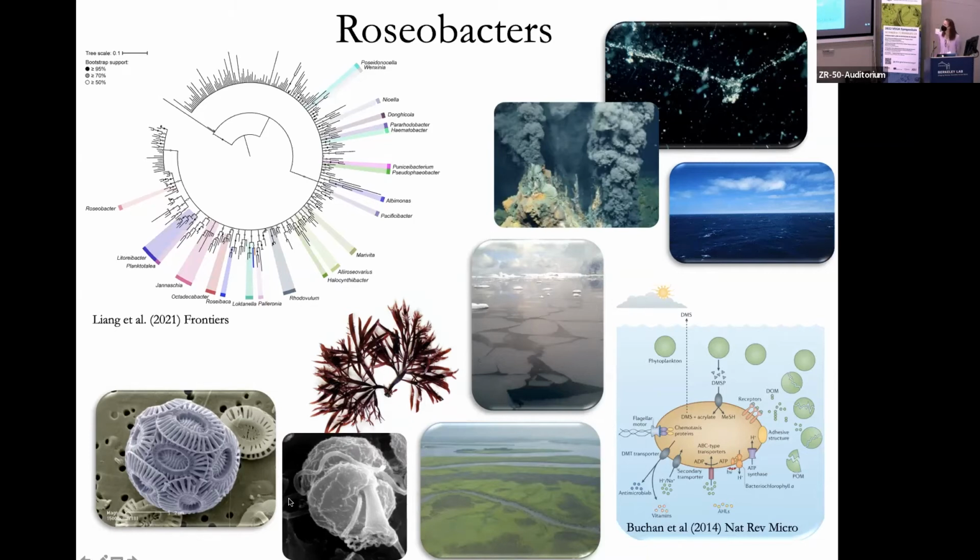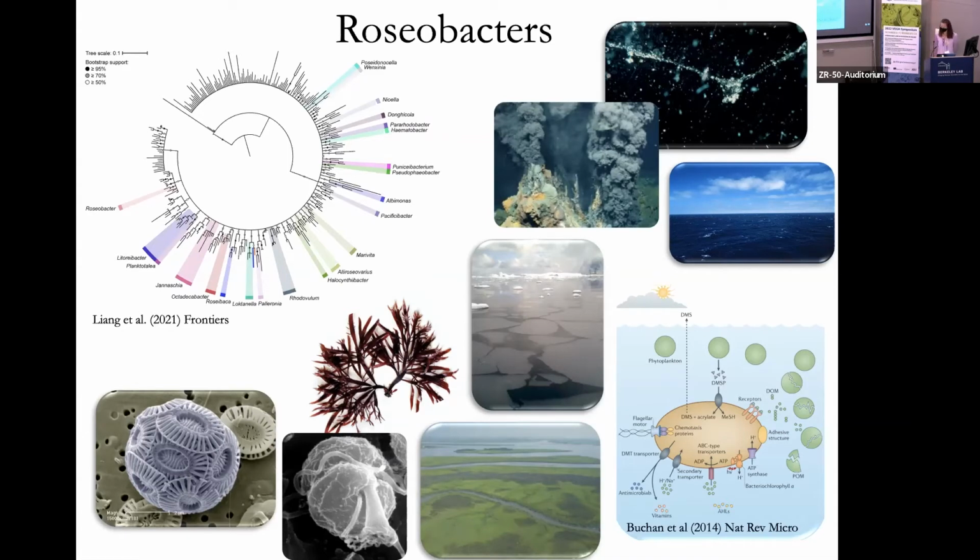Roseobacters are also well known to be associated with marine eukaryotes, particularly photosynthetic eukaryotes, including algae and phytoplankton, including the coccolithophore Emiliania huxleyi. When we look at the genome sequences of the various Roseobacters that have been sequenced, along with physiological studies, we see that these organisms collectively have adaptations that facilitate their lifestyle with both living and dead primary producers in marine systems.